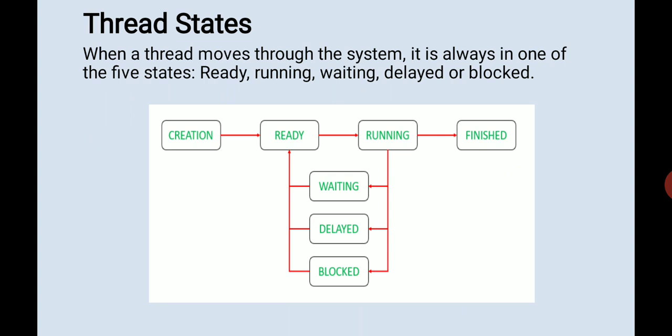Thread state. When a thread moves through the system, it is always in one of five states: ready, running, waiting, delayed, and blocked. And of course, it will be created and deleted also, right? We'll study all this one by one, how it goes from one state to another, how it is moving in and out of them. In this figure we can see from creation it goes to ready, from ready to running, then from running it comes to waiting, delayed and blocked, and then again it goes to ready, then from ready to running, and then finished. So we see here how it will be done.